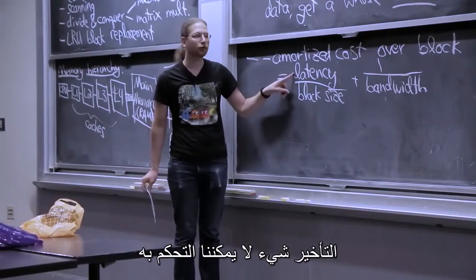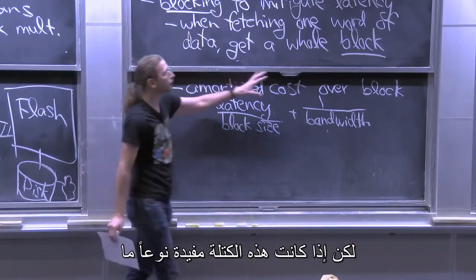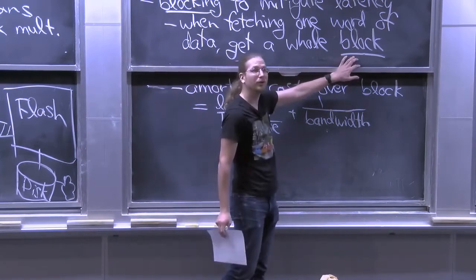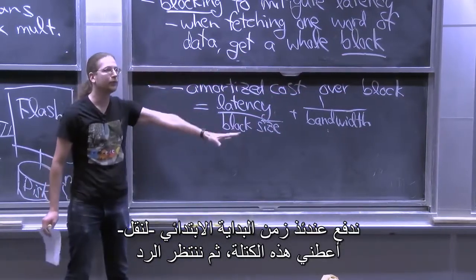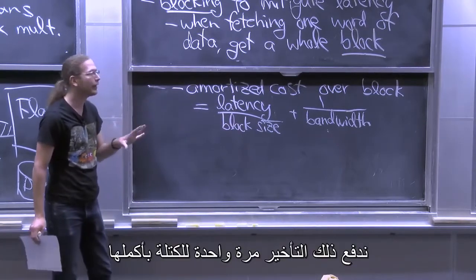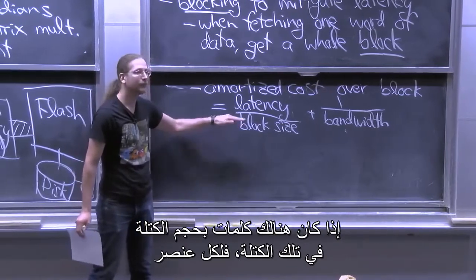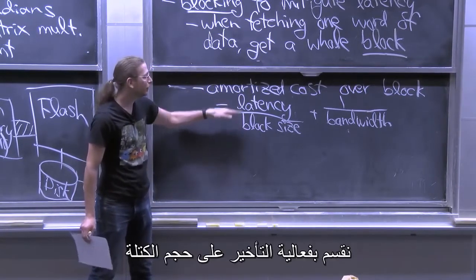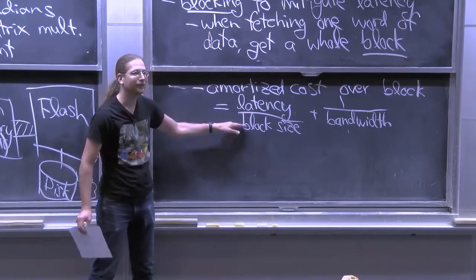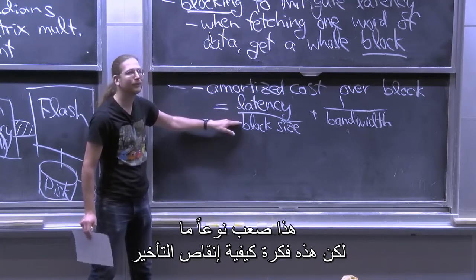Latency is the thing we can't control. But if this block is useful, then we're paying the initial startup time, say, hey, give me this block, and then waiting for the response. That latency we only pay once for the entire block. So if there are block size words in that block, per item, we're effectively dividing latency by block size. This is kind of rough, but this is the idea of how to reduce latency.